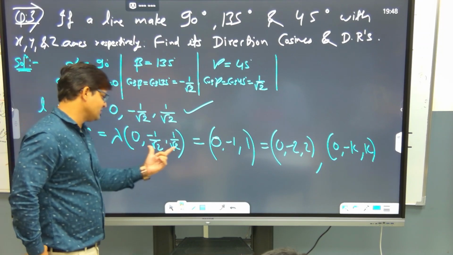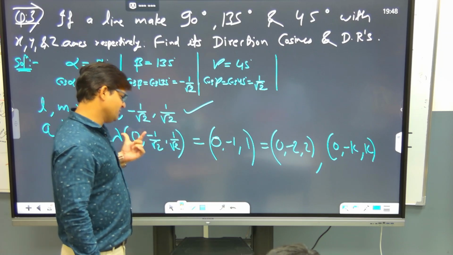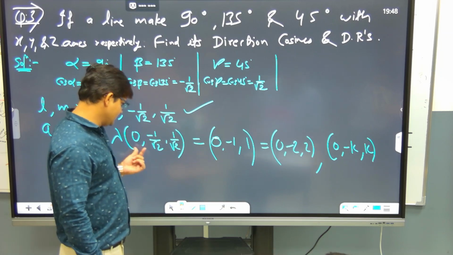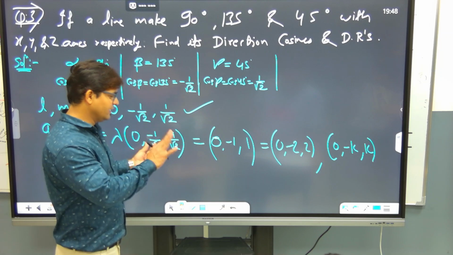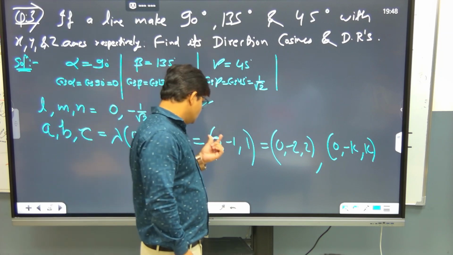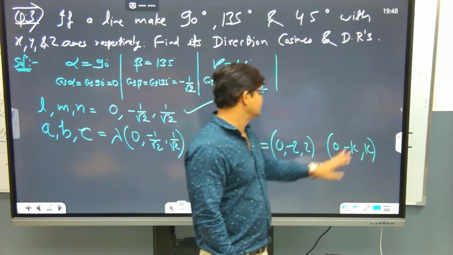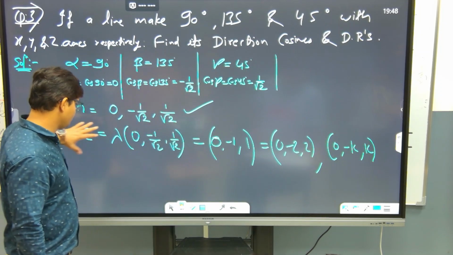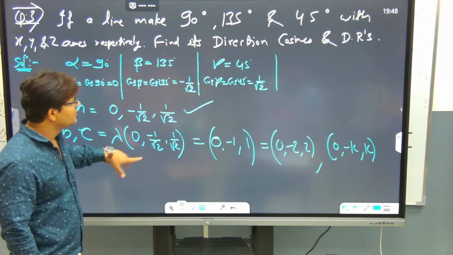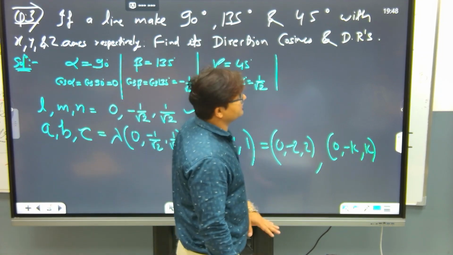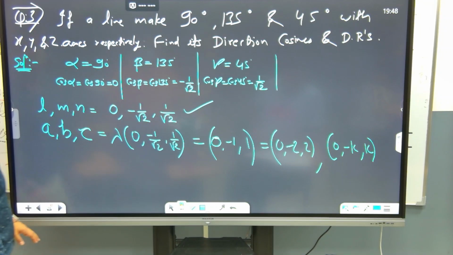Normally we multiply by the magnitude quantity, whatever we have here, so root 2, to make it integer type. 0, minus 1, 1; 0, minus 2, 2; 0, minus k, k, any value. So this is our actual answer. We can write different answers. We have infinite direction ratios for this case.